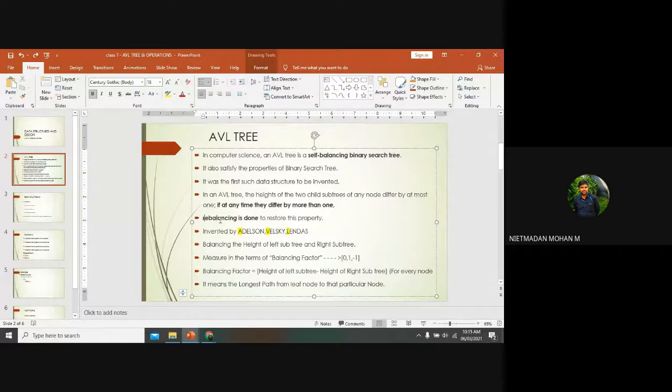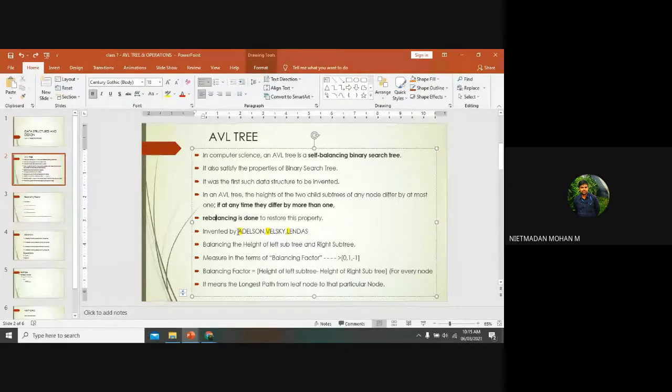So rebalancing, how it is to be done, we will discuss in the upcoming slide. This was invented by Adelson-Velsky and Landis. So these are the inventors: Adelson-Velsky and Landis. That is AVL. So that is the abbreviation of AVL.